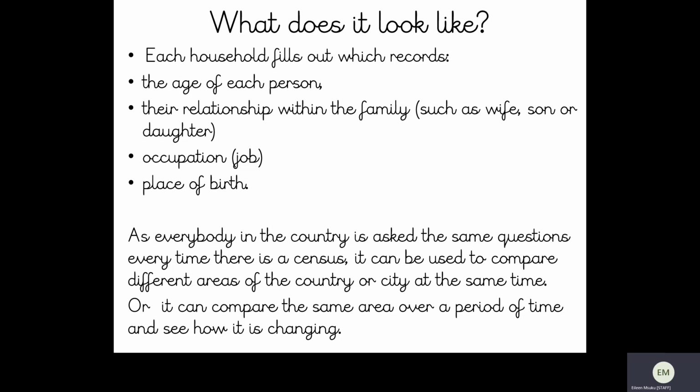And because everybody in the country is asked the same questions every time there's a census, they can use that information to compare different areas of the country or the city at the same time. Or it can compare the same area over a period of time and see how it's changing. So if we were looking at the census of Easton in Bristol, we'd be able to see what it looked like 10 years ago, and 10 years before that, and 10 years before that, and 10 years before that. And then you can be able to see, oh, it's changed and how it's changed.